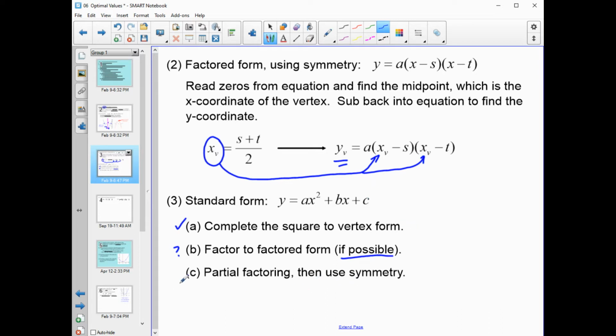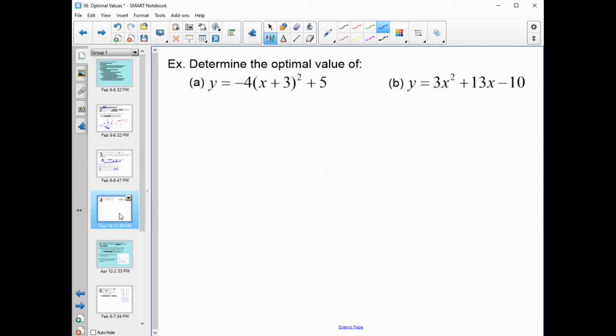And then another technique is known as partial factoring, which we're going to look at here. I figure this is the least likely to be review, but for some of you, this will be review. So I'm going to go through an example of all three here just to make sure that this is clearly illustrated. Let's start with the simpler ones, which is determining the optimal value of this quadratic in vertex form and determining the optimal value of this quadratic in standard form, but I chose something that was factorable.